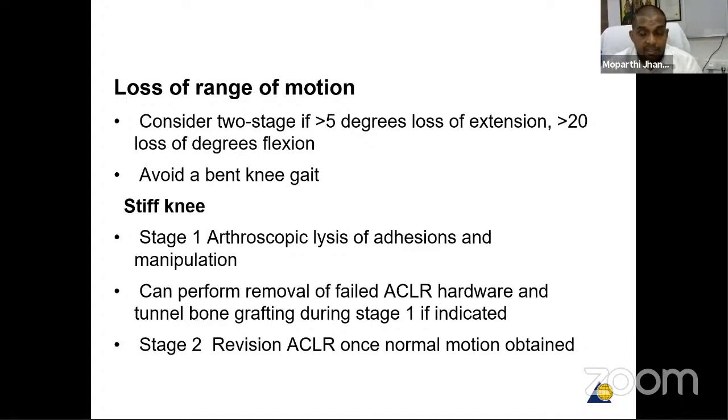Next is the stiffening. If there is any associated infection with adhesions, do complete removal of hardware and look for any associated infection. Then plan for a second-stage revision once the normal motion is obtained, once the stiffness is gone, after doing a proper rehabilitation program.